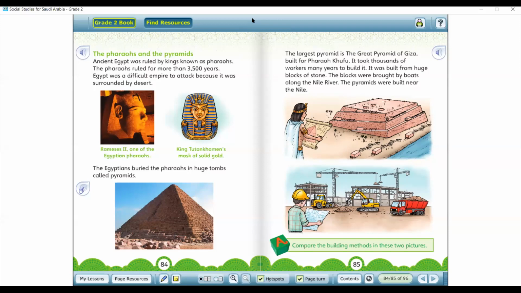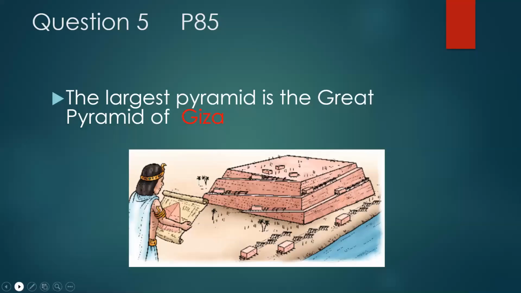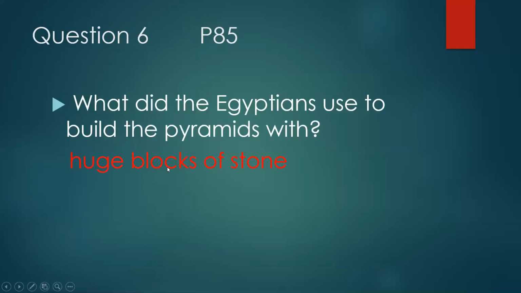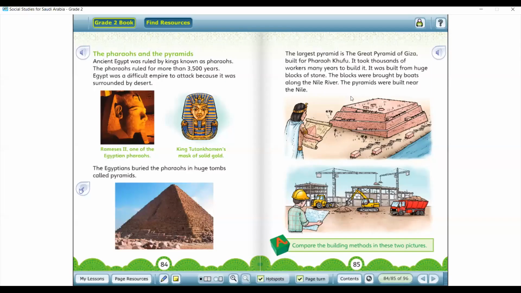Going on to question number 6. What did the Egyptians use to build the pyramids with? Huge blocks of stone. That is very easy to find, and we can still find it if you take a tour and visit Egypt, you will find it. So here we say that it was built, in the third line, from huge blocks of stone. That's the answer we have for question number 6.